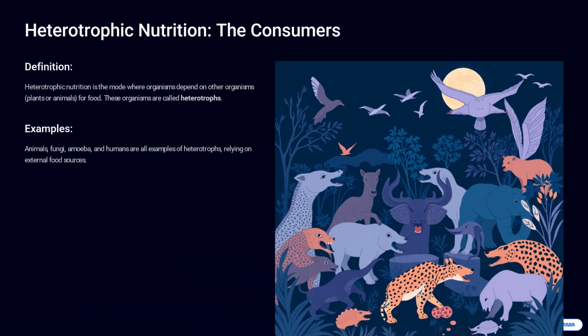So suppose we are the heterotrophs. We are animals. Animals are called the heterotrophs. Examples: animals, fungi, amoeba, and humans. Humans eat animals or plants. They depend upon other things. So hetero means different here. Whoever depends upon another thing for their consumption or survival, we are calling them heterotrophs.